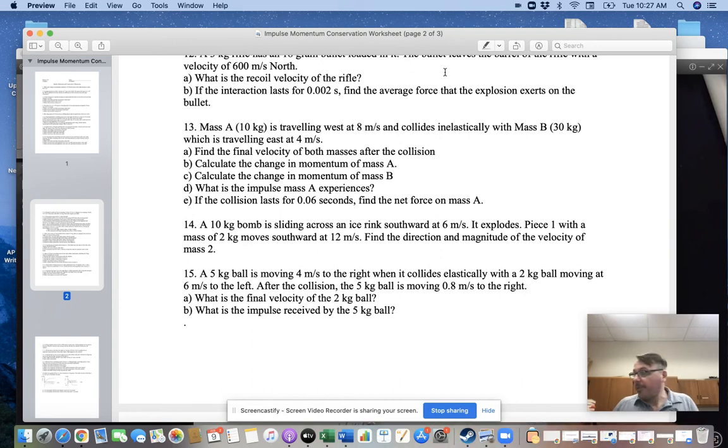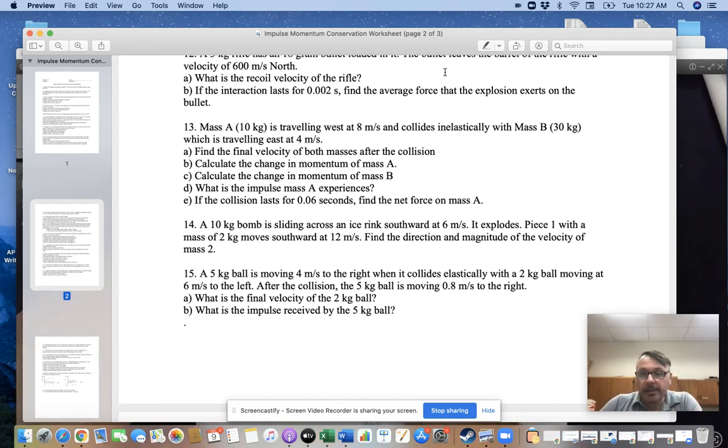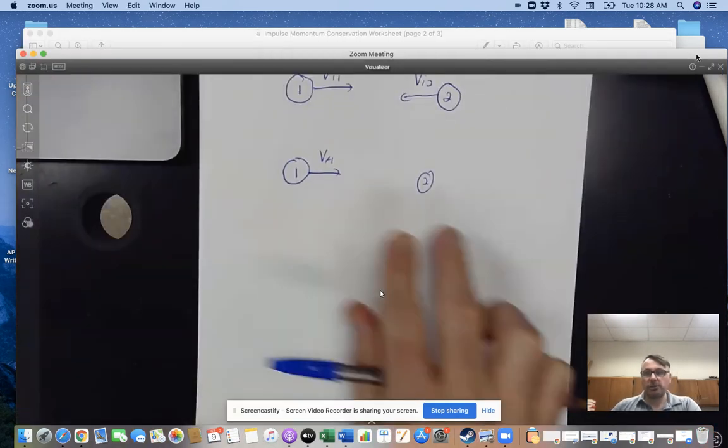Okay, cool. And then our last problem that we're going to do here is number 15. So I've got a 5 kilogram ball moving to the right when it collides elastically. So first, I'm going to name the 5 kilogram ball number 1. It's moving to the right, so VI1. Then we have our 2 kilogram ball, which I'm going to name 2. It's going to the left, VI2. And then they collide elastically. Finally, the 5 kilogram ball, 1, is still moving to the right, so VF1, and I want to know what's happening to 2. So that's my before and after picture.